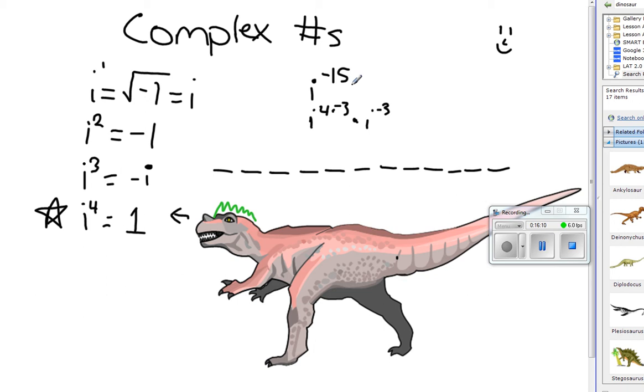i to the negative third is... i. You tell me. It's i. How do you know that? That's a terrible reason. Okay, here's the problem with this: we don't know.